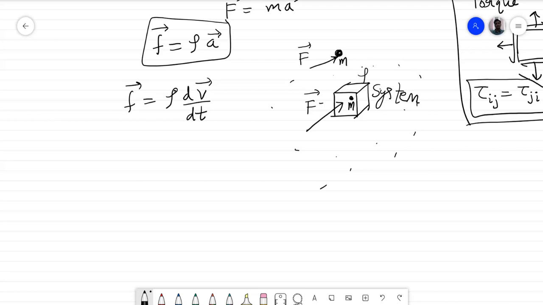Now this is one way of deriving this, or one way of looking at the linear momentum equation, but we'll see it from a control volume perspective also. Here we are talking about a control system perspective, where we track particles in space and time. Now this force F, these forces can be of two types: body forces and surface forces.